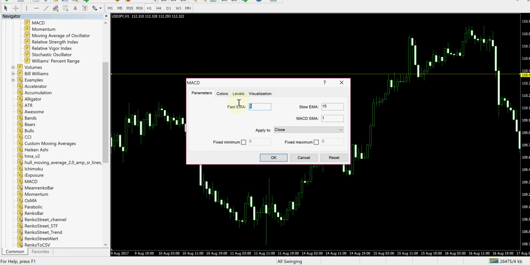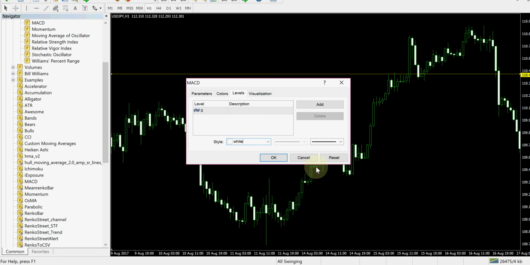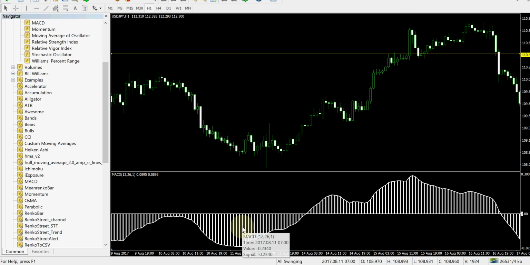The first one is the big MACD, so we make it 12, 26, and 1. The color could be anything, we just make it white. Then we set level 0, also white, and we make the line a little bit bold so we can see it properly. So this is our first MACD, the big MACD with 12, 26, 1 settings.